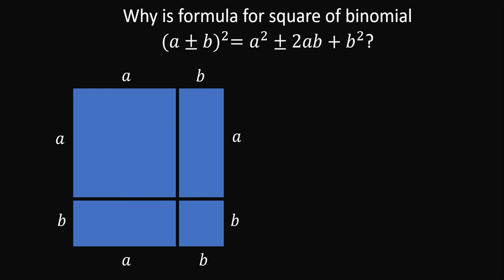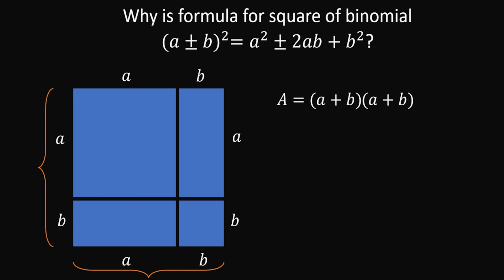Now, let's say that for some reason you want to calculate the overall area of your apartment. The easiest way to do this is by simply multiplying the length of your apartment, which is a plus b, with the width of your apartment, which is also a plus b. That means that the area of your apartment is equal to (a plus b) squared.